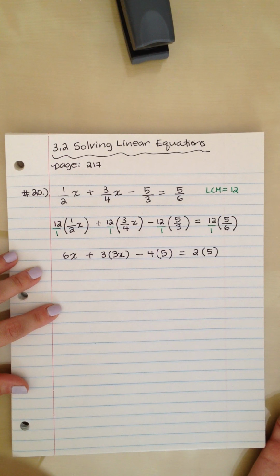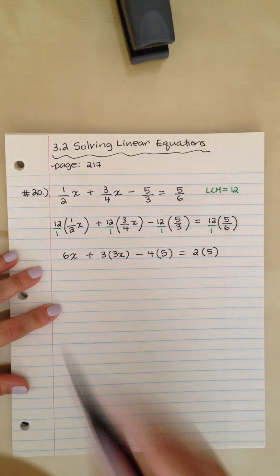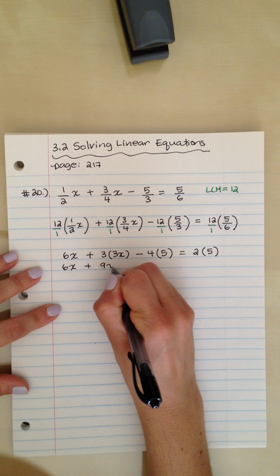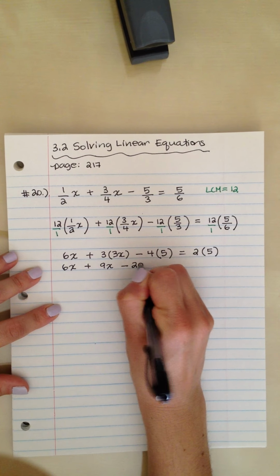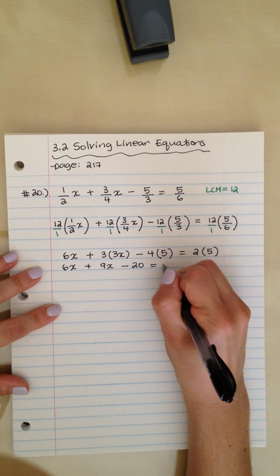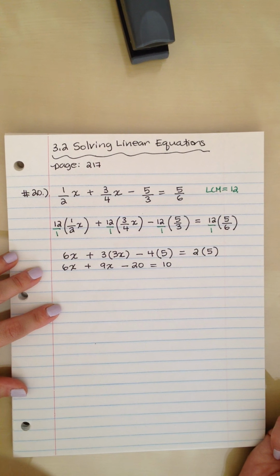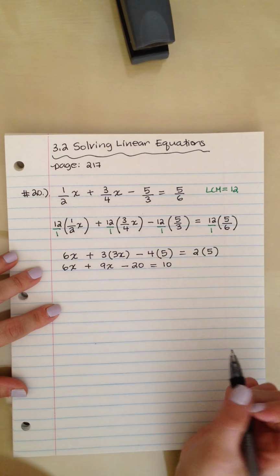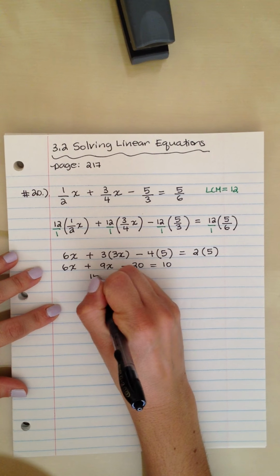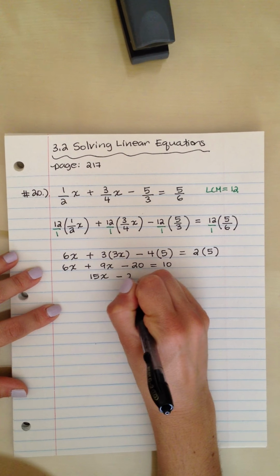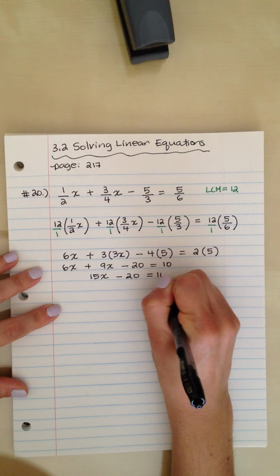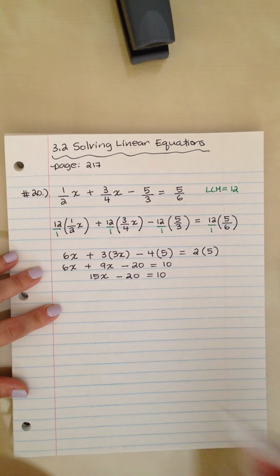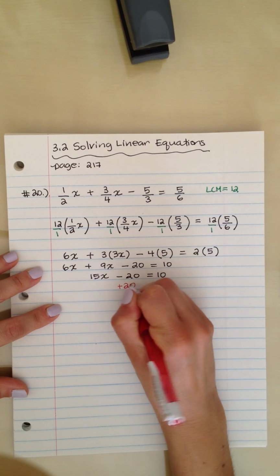Okay, so the next step is multiply. We have 6x plus 9x minus 20 equal to 10. You want to combine your like terms, and that's going to give us 15x minus 20 equals 10. And then we solve, so you would add 20 to both sides.